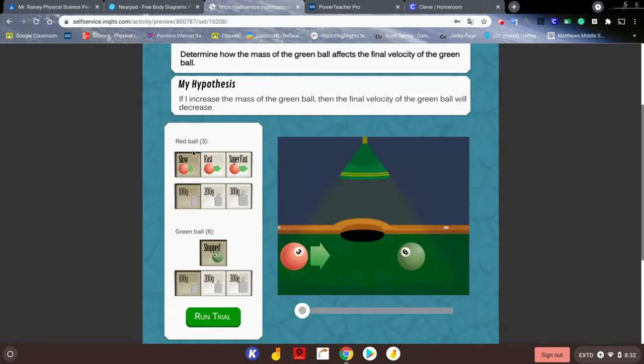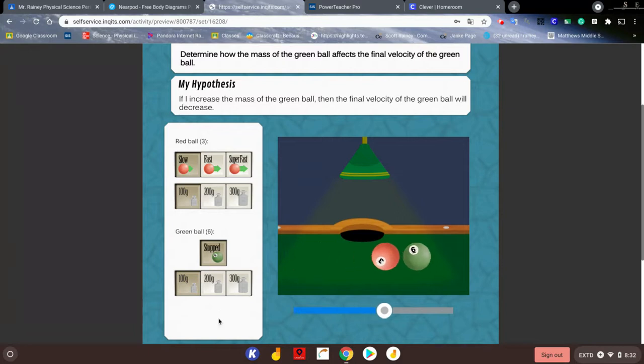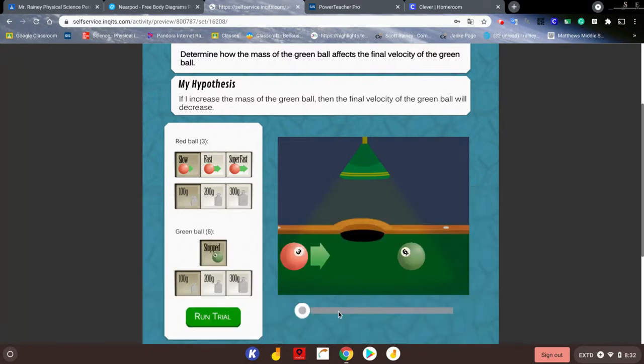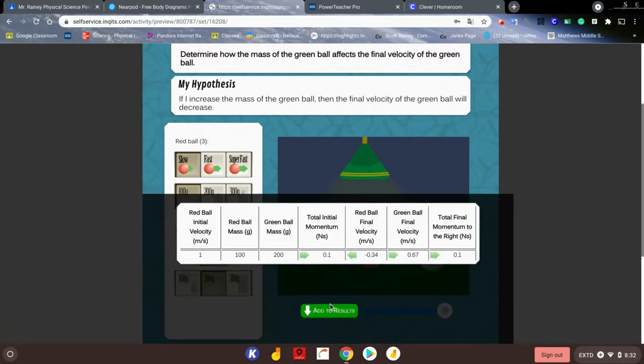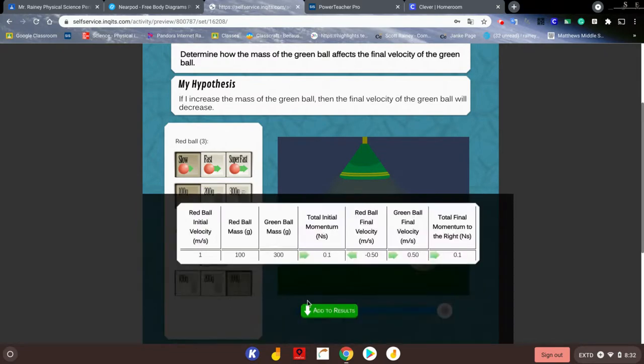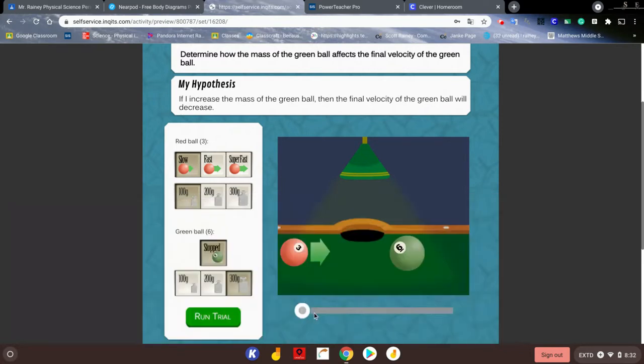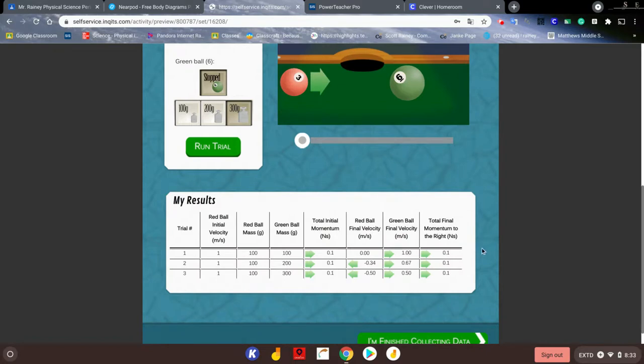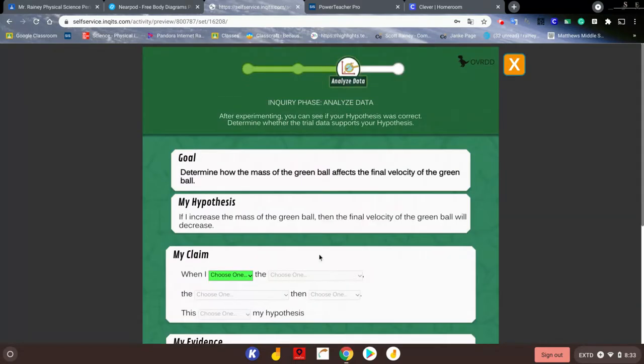Now, again, they give me the option of slow, fast, super fast, the mass of the red ball, and then the mass of the green ball. We're going to be changing the mass of the green ball. So we'll start with a 100-gram ball. As the red ball rolls into it, we'll look at the reaction. Okay, we'll add that to our results. Change the mass of the green ball. Okay, add to results, and we'll do the 300-gram. All right, for our goal in this experiment, we've done all we really need to do. I have the three results, so I'm going to go ahead and finish, because I've done what I wanted.